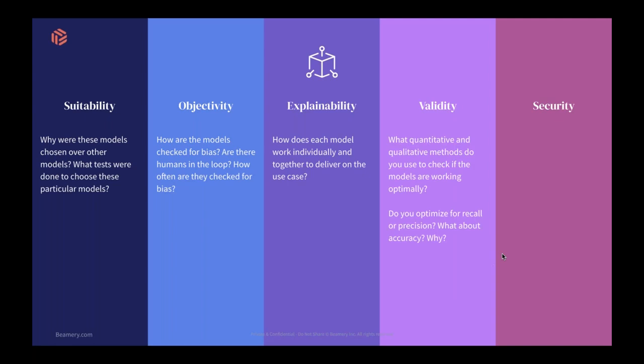Within validity of models, here as well, you can ask questions such as, what are the quantitative and qualitative methods used to check if models are working optimally? It's important to spell out whether it's quantitative or qualitative, because depending on the model and the outcomes you're trying to hit, some will be more important than the other. Similarly with recall, precision and accuracy, and you can read about this online, so I won't go into too much detail around the definitions, but it's important to understand whether the specific models are optimizing for something like recall or something like precision.